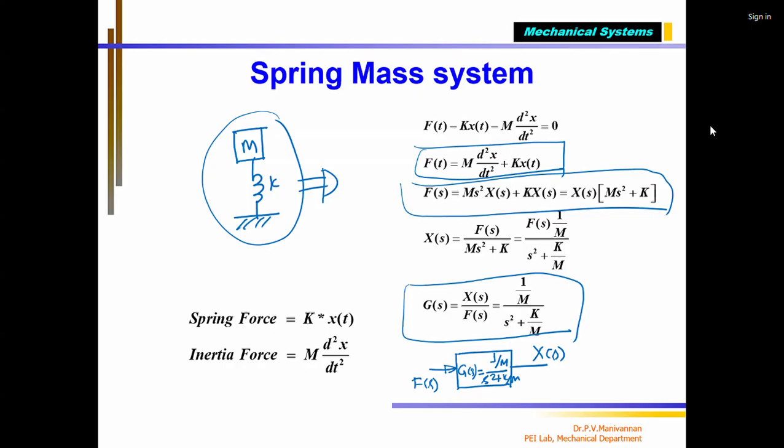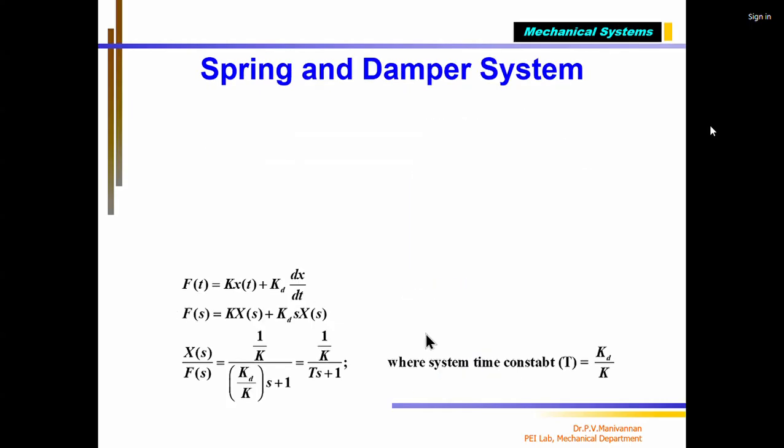Only 2 elements. Now let us see another example: a spring and damper system. In the previous example, we had spring and mass. Now we have 2 elements, one spring element and one damper element. We can build a mechanical system. Generally we use this in automobiles, what you call a shock absorber.